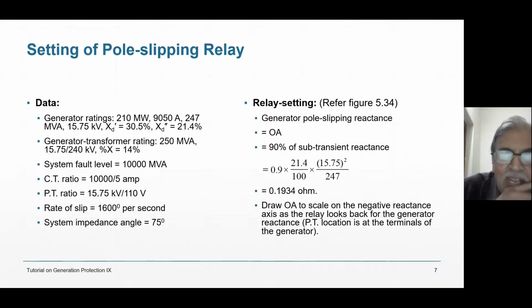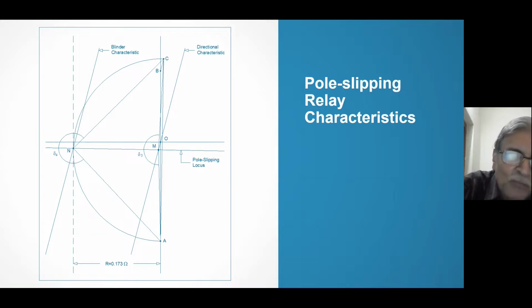Now, what we have to find: you should know that 75 degrees is the angle that we are deciding. Usually we take 75 degrees. So the first thing that you have to tell the person who is setting the relay is that you will plot the directional relay passing through the origin at 75 degrees. One can easily plot it geometrically. Then you have to find out the negative resistance reach, that is 0.173.